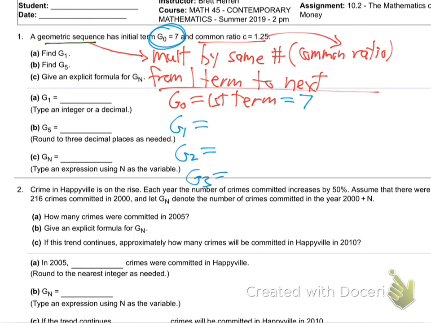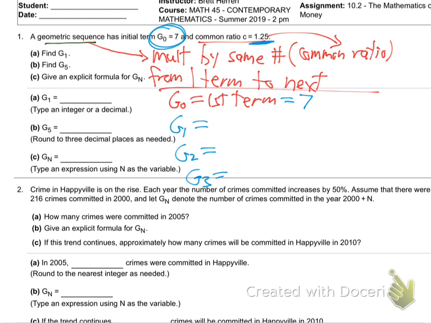Is that making sense? So far, so good? So G0 is just the name we give to the first one. And then G1, G2, G3, etc. from there. Okay, so now what are you going to multiply by every time? 1.25. That's what that common ratio is. It's the number you multiply by every time.